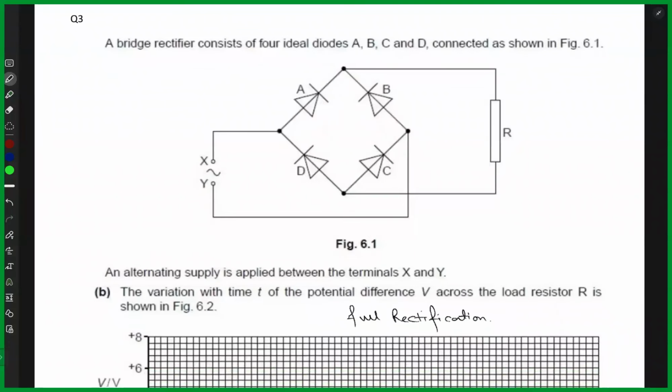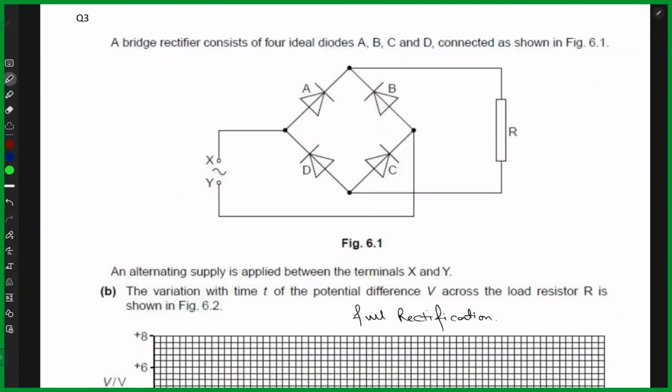Okay, so last time this was the problem that we were doing and the class ended. So let's look at it from the beginning. We have a bridge rectifier and it consists of 4 ideal diodes, A, B, C, and D, as shown. So you can see that this is your setup. You already know right off the bat that if you have a bridge rectifier connected in this way, it will always produce a full wave rectification, right?